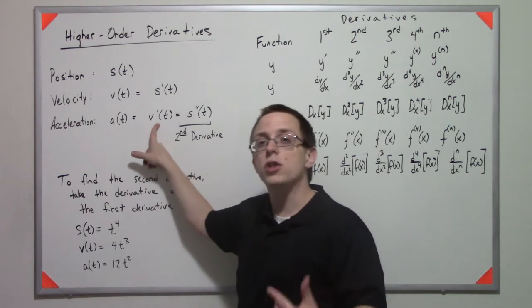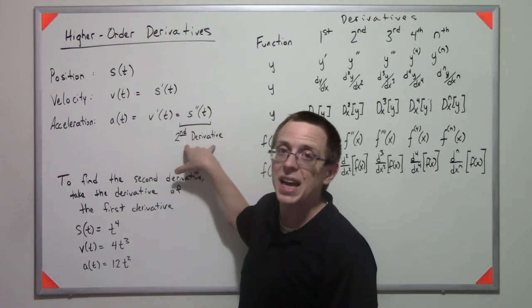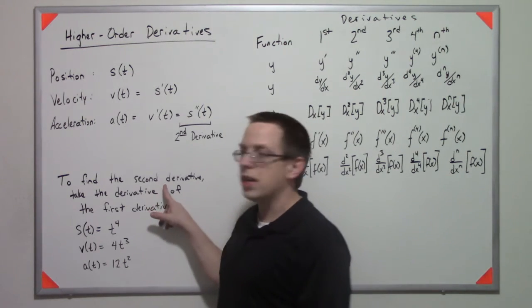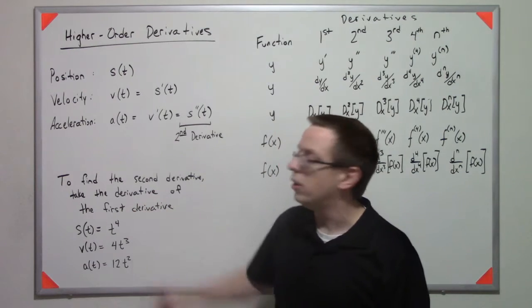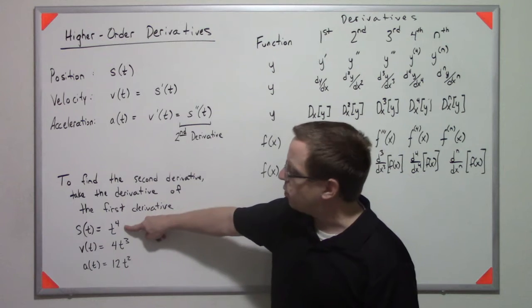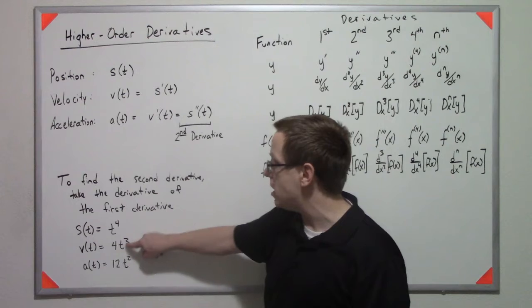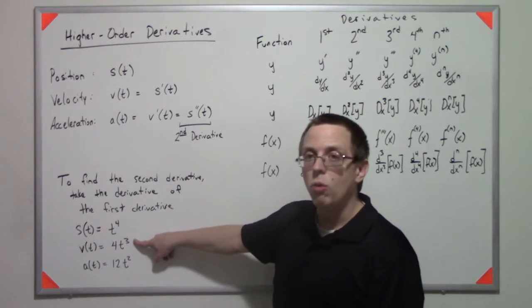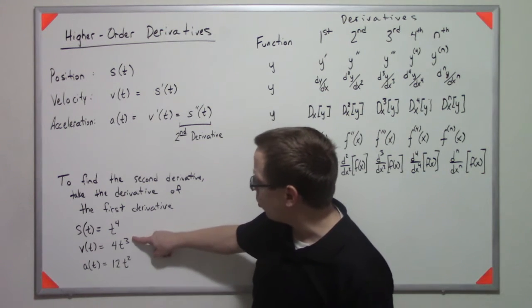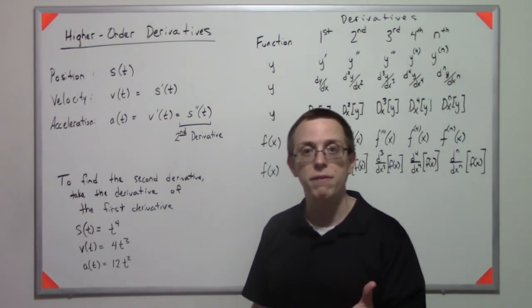But since the velocity is already a derivative itself, the acceleration is what we might call the second derivative of the position function. So in general, to find a second derivative, you take a derivative of the first derivative. An example would be like this. If position was t to the fourth, then the velocity, which is the first derivative, is 4t cubed. Then to get the acceleration, we take the derivative again, and by the power rule, we bring down the 3, multiply it, and we get 12t squared. And that's how we do that.